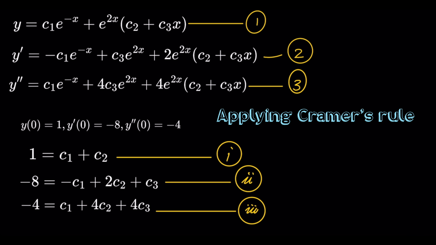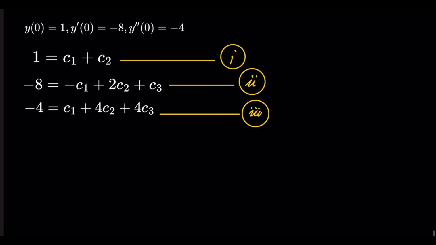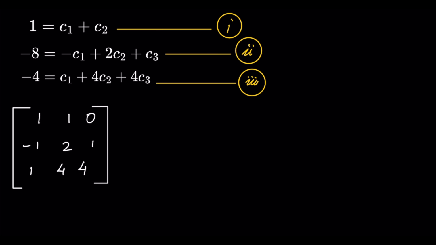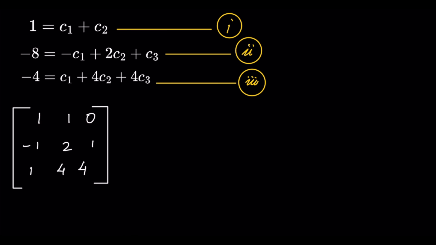We're going to be taking the coefficients of C1, C2, and C3 and write down the coefficient matrix. So we're going to write it like this. You can see that these are the coefficients of their corresponding equations here. So for example, for this row, the coefficient of C1 is -1, which we wrote here. The coefficient of C2 is 2, which we have written here. And the coefficient of C3 is 1, which we have written here.